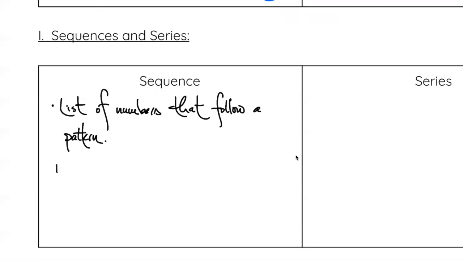For example, we could say something like 1, 1, 2, 3, 5, 8. That would be considered a sequence. In particular, this one is the Fibonacci sequence. We can take that list of numbers and identify the pattern that goes with it. There are explicit equations, there are recursive equations, there are a lot of different kinds of equations for them, but ultimately a sequence is just a list of numbers that follow a pattern.